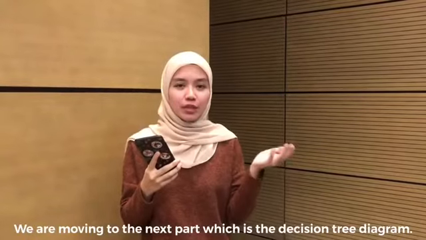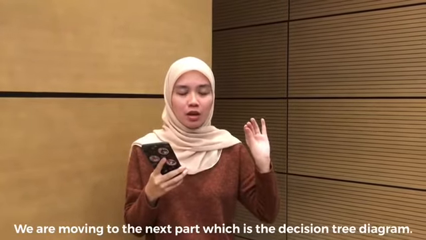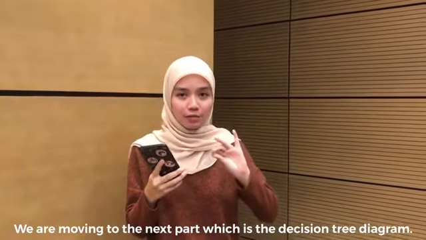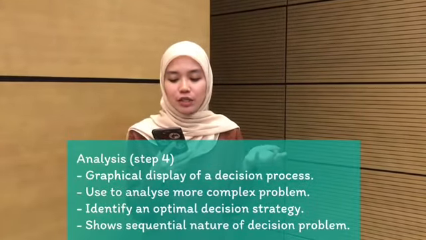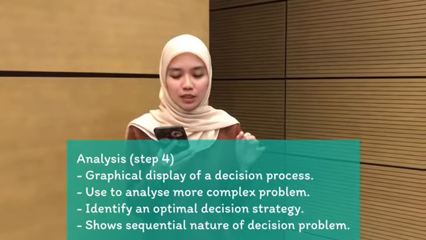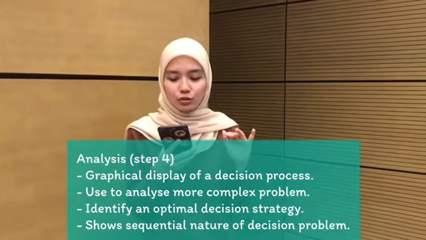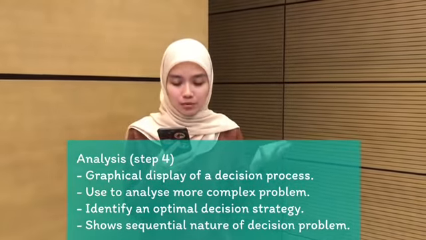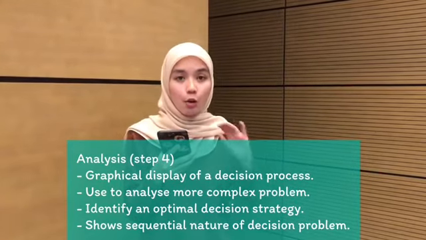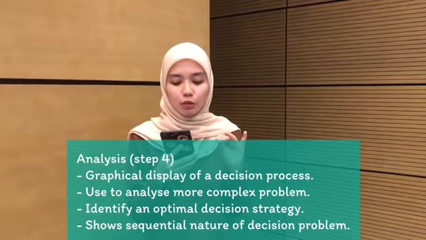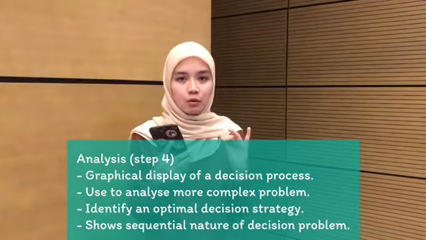We are moving to the next part, which is the decision tree diagram. So basically, what is a decision tree diagram? A decision tree is drawn as a graphical display of the decision process. Decision trees are used to analyze more complex problems and to identify an optimal decision strategy. Moreover, it shows the sequential nature of the decision problem.